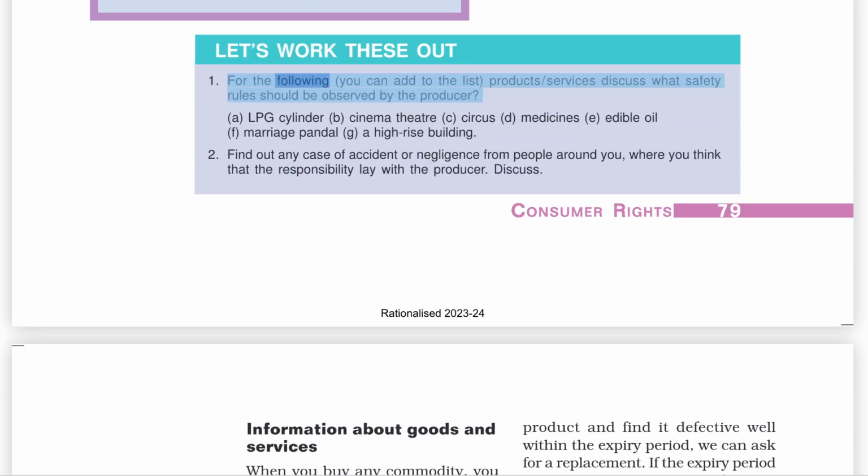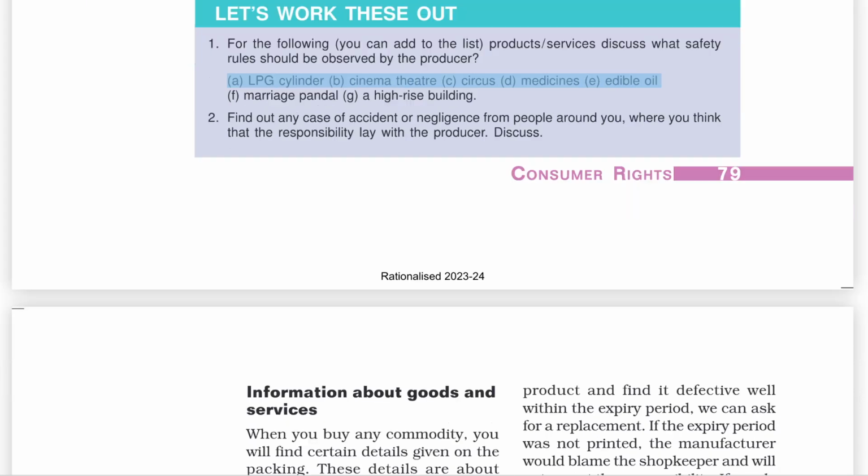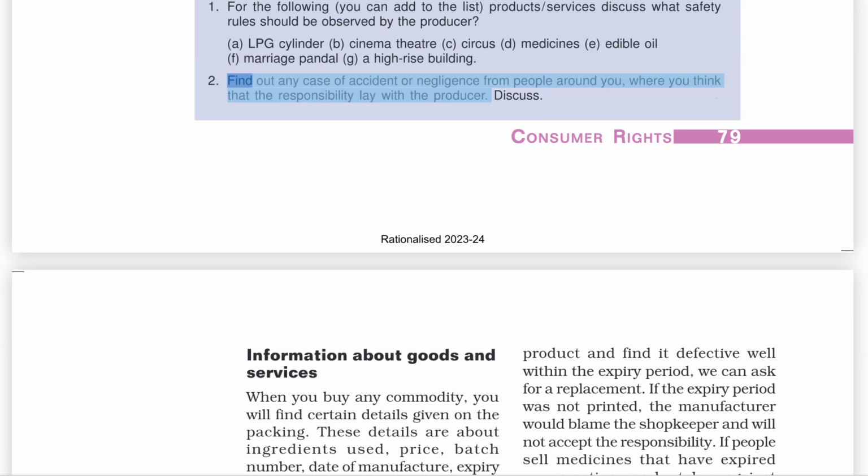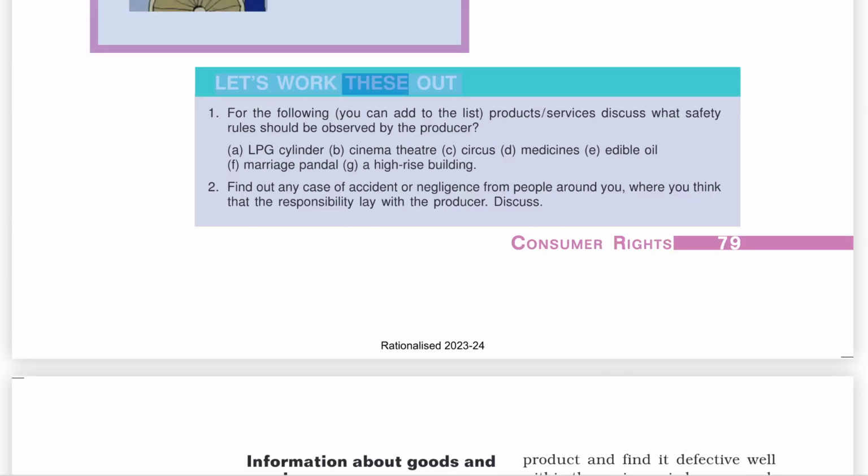1. For the following, you can add to the list, products/services, discuss what safety rules should be observed by the producer. A. LPG cylinder. B. Cinema theater. C. Circus. D. Medicines. E. Edible oil. F. Marriage pandal. G. A high-rise building. 2. Find out any case of accident or negligence from people around you where you think that the responsibility lay with the producer. Discuss. Let's work these out.